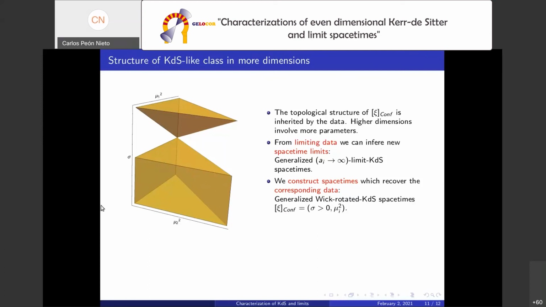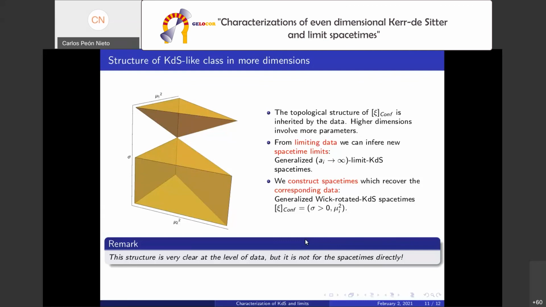Here I have depicted the n equal to 5 case to see that this structure is a little bit more involved than in the n equal to 3 case. We have two mu parameters, and this surface of sigma equal to 0, one could access from below, but one could also access from this mu equal to 0 surface. And let me stress again that this structure, which is very clear at the level of the data, is not at the level of spacetime directly.